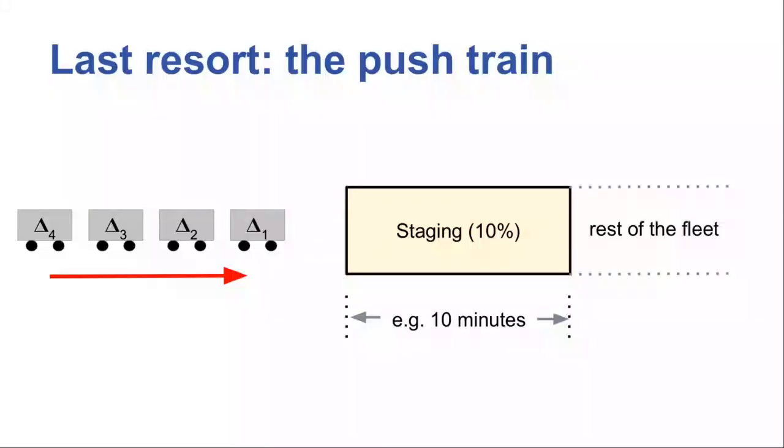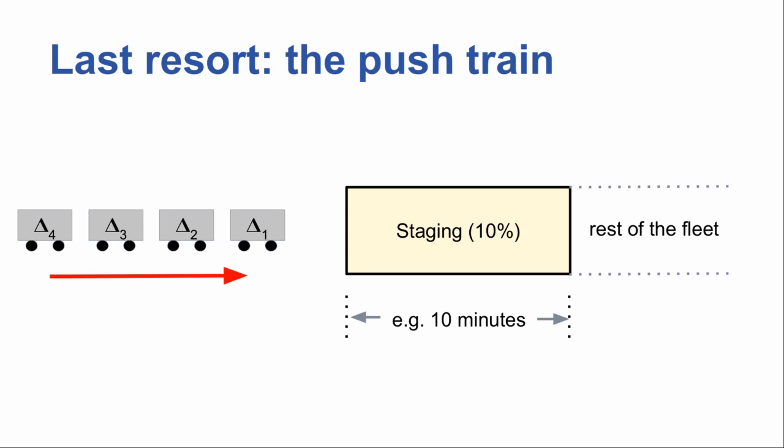But that's not all. It turns out that sometimes bad things still get through, so we have a last resort that we call the push train. So if you imagine that the series of changes that we're trying to deploy to the service, Delta 1, Delta 2, Delta 3, Delta 4, they're sort of going to be deployed in order. But we're not going to deploy them to the entire fleet at the same time. Let's say we divide our fleet into a staging phase, which is 10% of machines, and then the rest of the fleet, the other 90%.